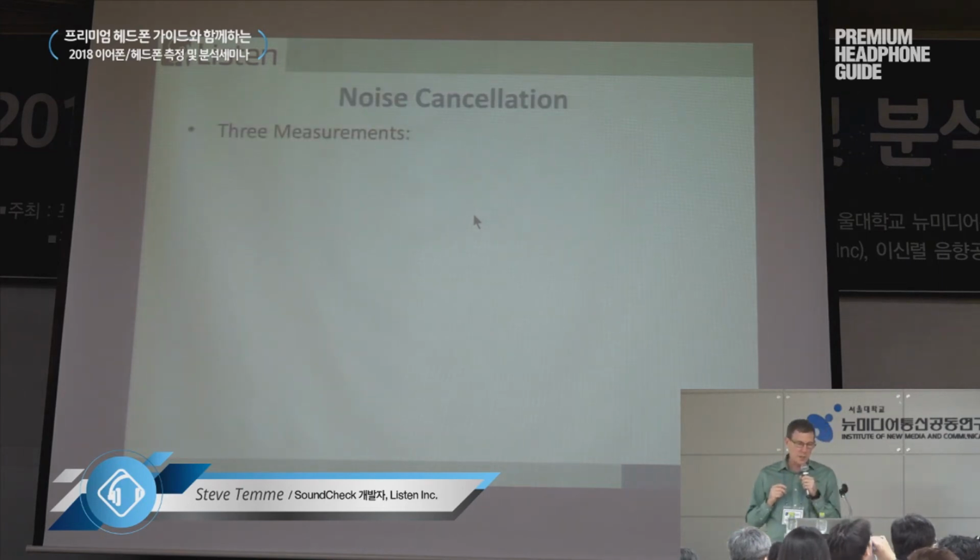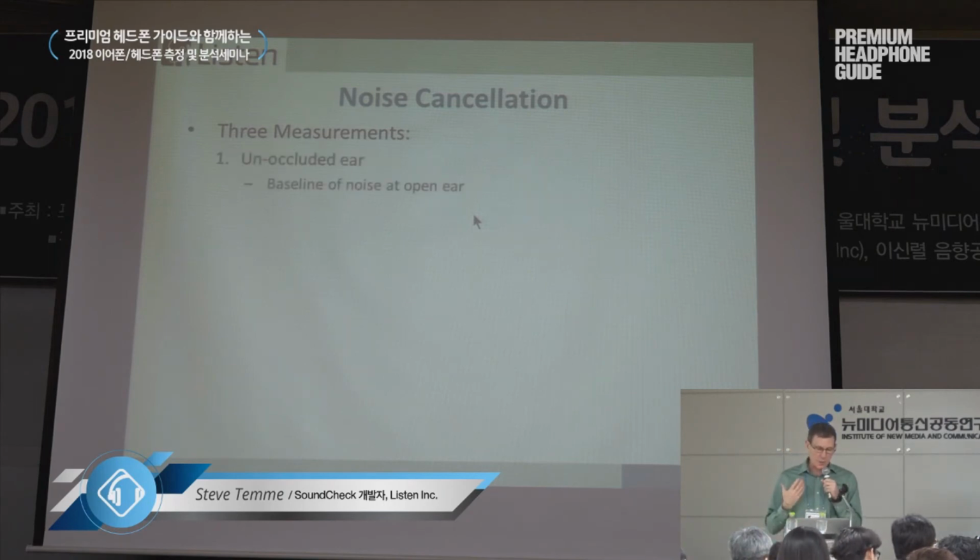So noise canceling measurements really consist of, first, what we call unoccluded, which is going to be the baseline. Basically, it's a calibration because we want to know at what sound pressure level we're measuring the noise canceling headphones. So for that, I just remove the headphones.